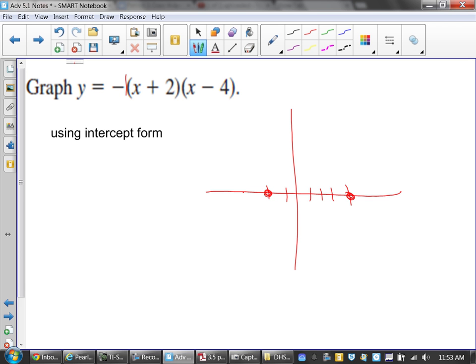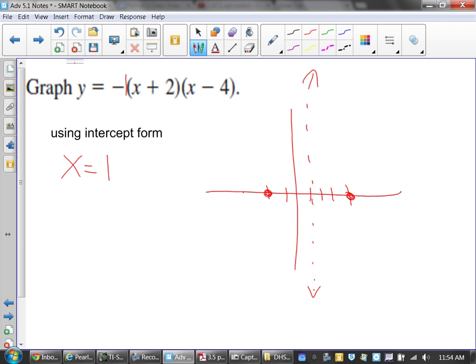How do you find the axis of symmetry? I'm glad you asked. What's negative 2 plus 4? 2, and half of that is 1. How does that work? Because notice how these two are on the same horizontal line? These two are symmetric twins, so they're equidistant to that midpoint. So I know that my axis of symmetry is at x equals 1.